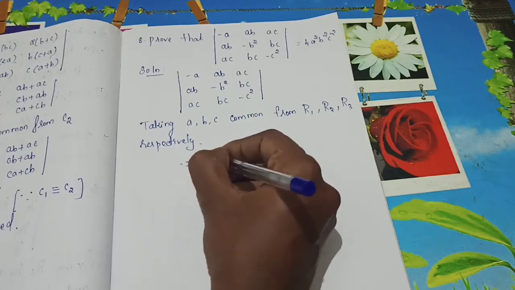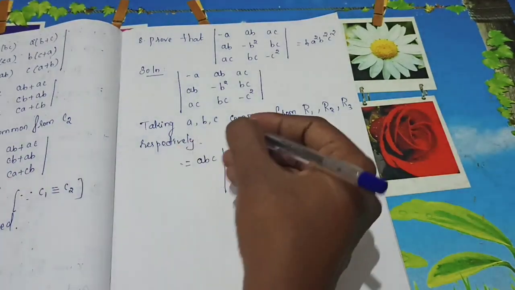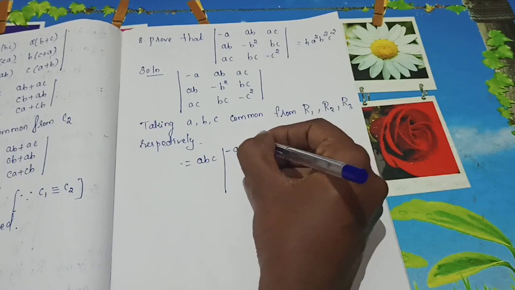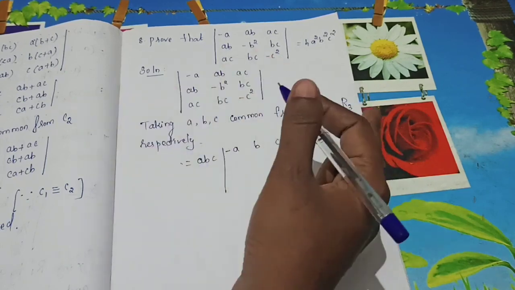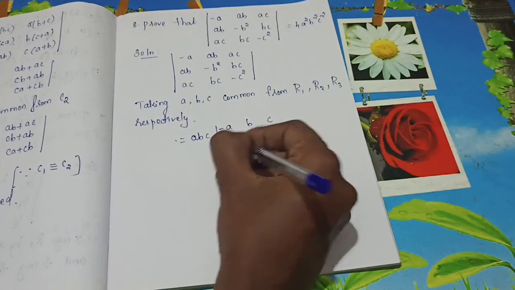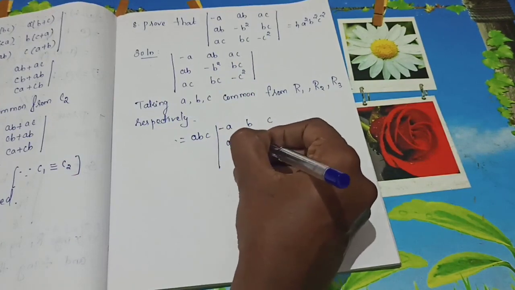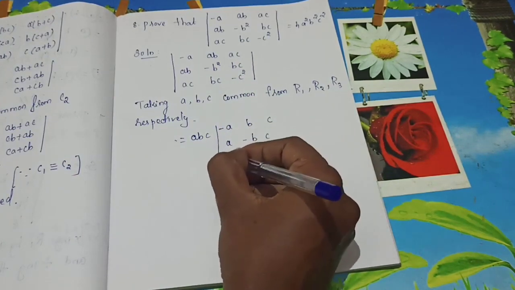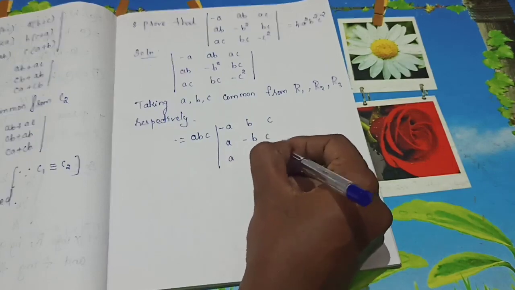So what will happen? A, B, C outside. Now I took them outside, so what's the balance? Minus A, B, C. A I have taken common from R1. B is common in the second row, so what will happen? A, minus B, C. Third row, C is common. So A, B, minus C. Am I right?